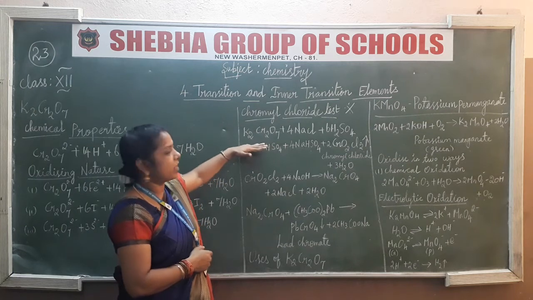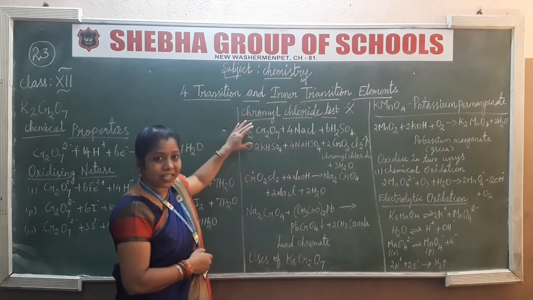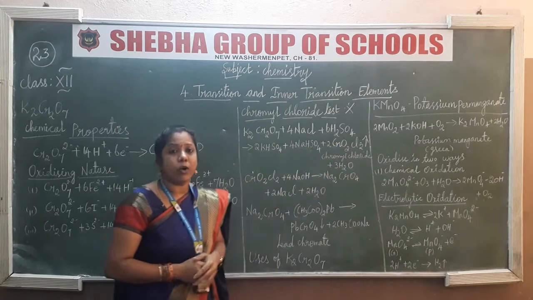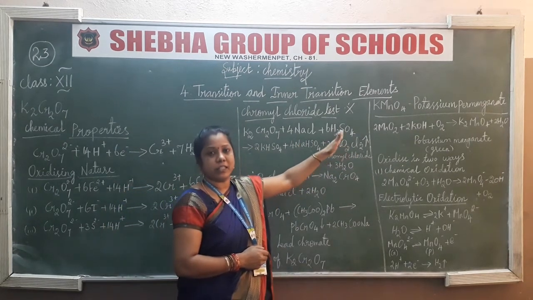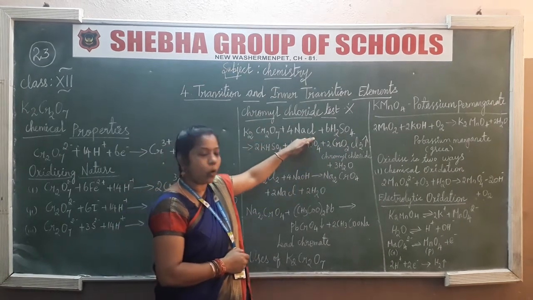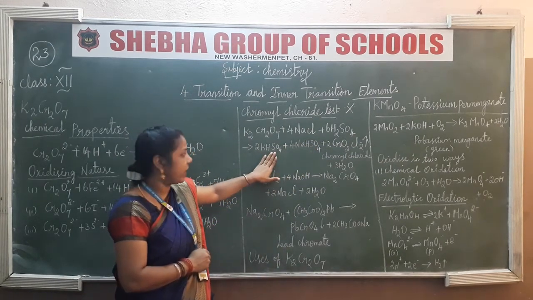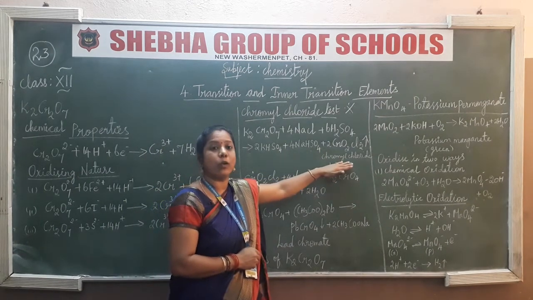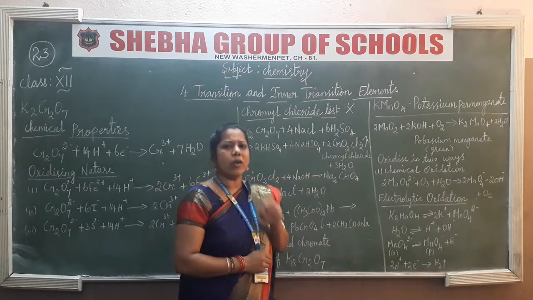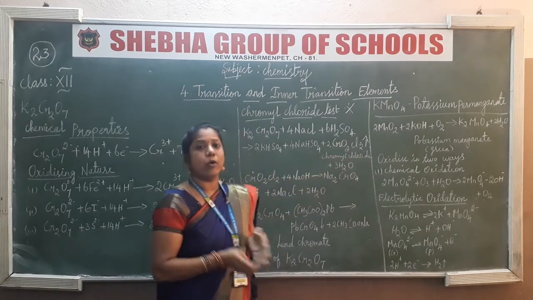K2Cr2O7, that is potassium dichromate, reacts with sodium chloride in the presence of sulfuric acid, which is most important. You must not make mistakes with the acid's name. Sulfuric acid is the most important. Potassium dichromate and sodium chloride along with sulfuric acid give potassium bisulfate and sodium bisulfate along with chromyl chloride. Chromyl chloride is in a gaseous state and looks red-orange in color. You have to notice that this is chromyl chloride.